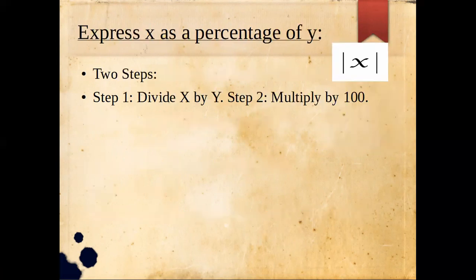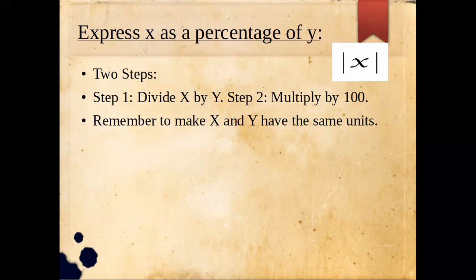Express x as a percentage of y. There's two steps. Step 1, divide x by y. Step 2, multiply by 100. So again, there's only two steps, which are quite simple. Remember to make x and y have the same units. Generally they're in money, and you might have something in pounds and something in pence, and you have to make them the same, or in dollars and cents.